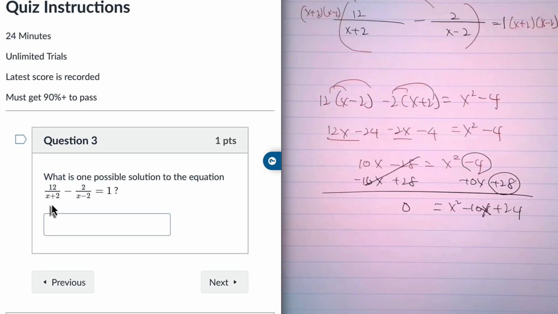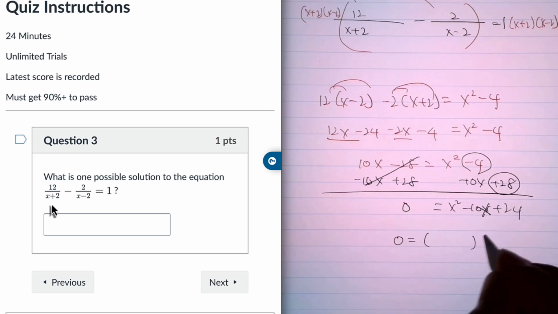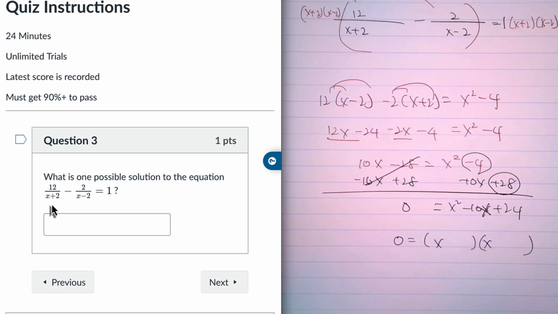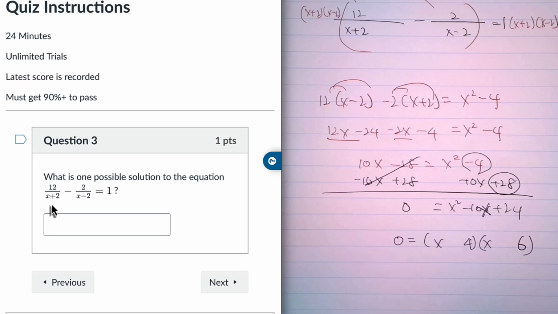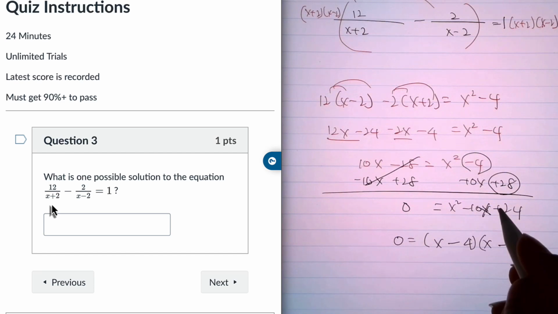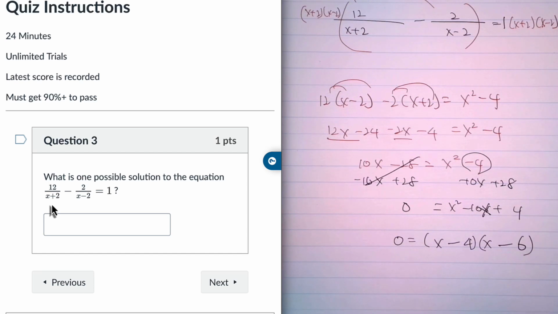At this point, the question becomes, can we factor this? The answer is, yes, we can. x times x gives you x squared, and 4 and 6 can give you a multiplication that results in 24. Now in the middle, we're going to need both to be minus. So negative 4 times negative 6, when you multiply both negatives, it becomes positive. So let's check that. Oops, I meant to check that. So that one is good.